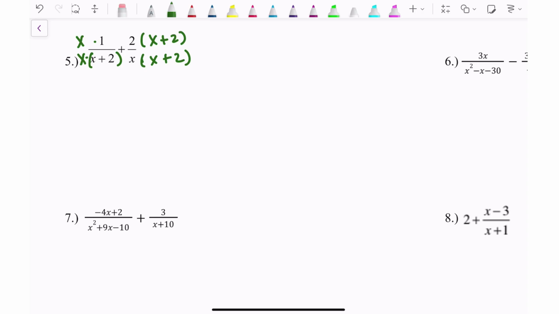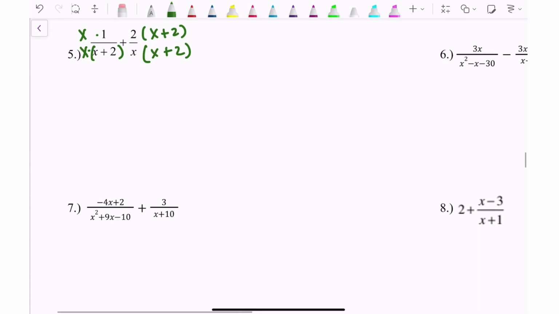So now my common denominator is x times x plus 2. You cannot, unfortunately, look at x plus 2 and be like, oh, I'll just give this one a plus 2, because you can only change fractions by multiplication, top and bottom. You can't change them by adding.